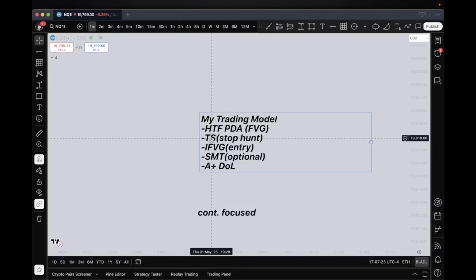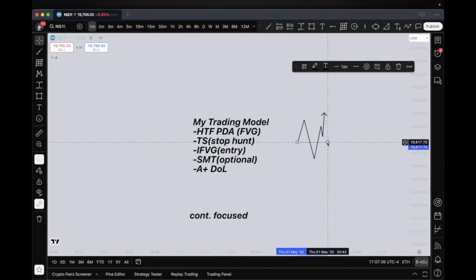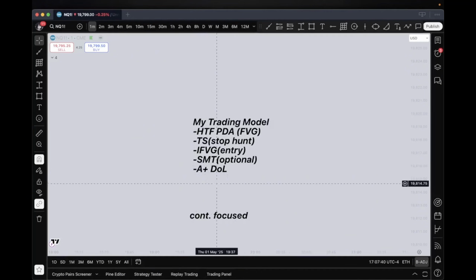Next step is going to be a TS, turtle soup, but it's really just a stop hunt, right? It's basically like this. I actually should have had this out before, right? But this stop hunt at the bottom, right? That's all the turtle soup is. And then inversion fair value gap.